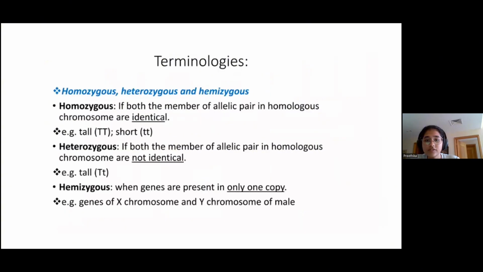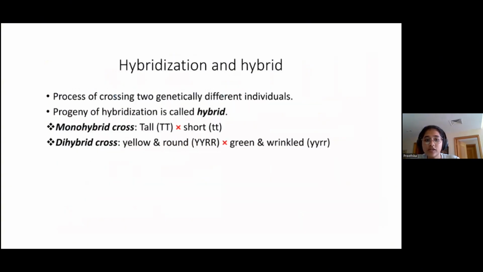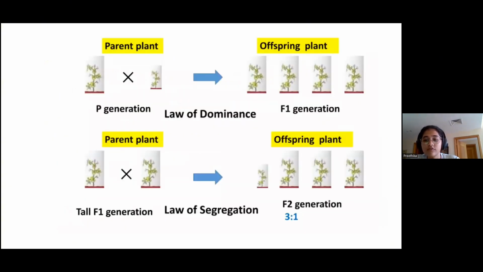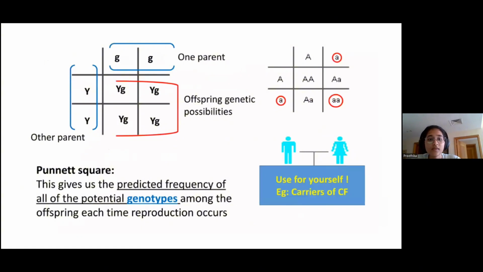And the previous one that we looked at, like tall and short, that would be a monohybrid cross. And then law of dominance is different, where the dominant trait is always expressed, but for recessive to be expressed, you need to have both the recessive alleles.